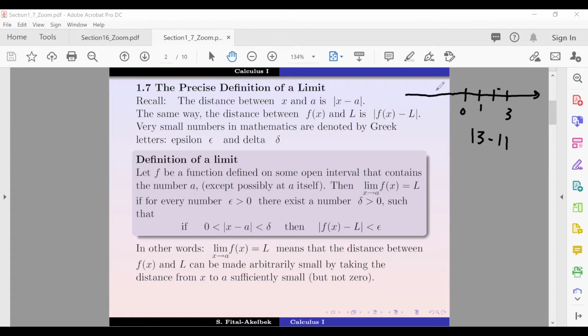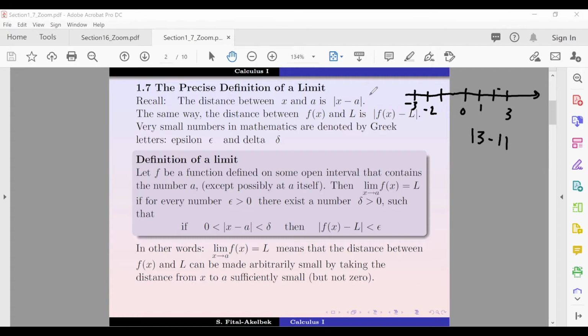Because if you go the other way, minus 1, minus 2, minus 3, you would subtract minus 3 minus 2 and you get a negative number. In that case, to keep distance positive, we have the absolute value. So this is the notation.